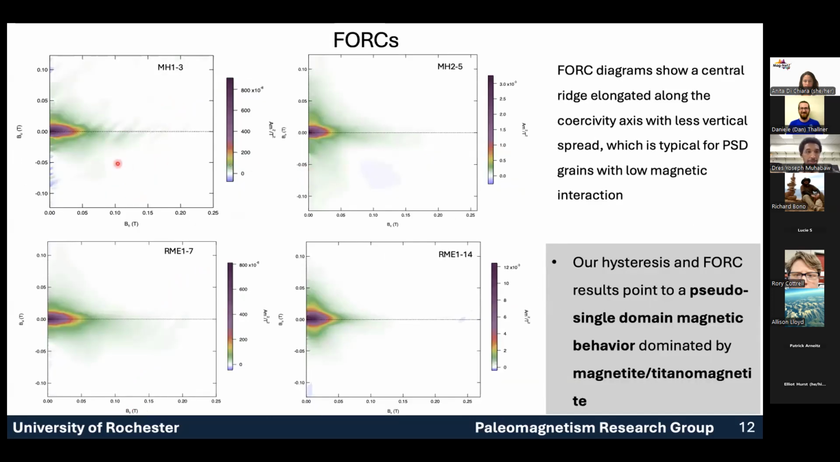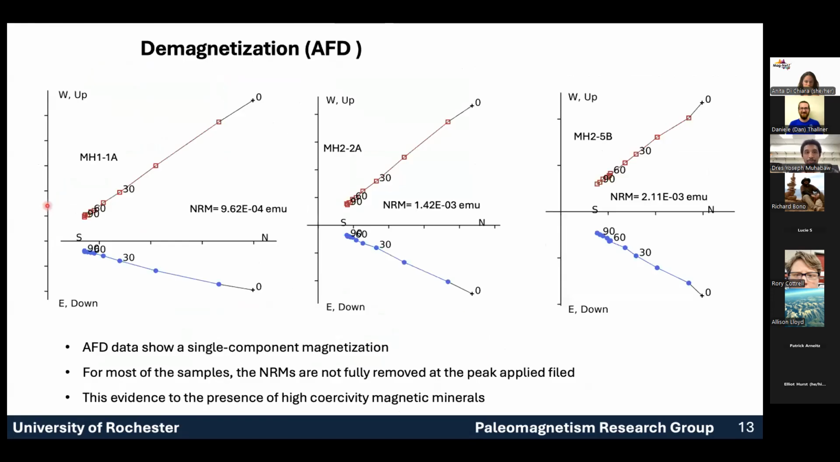To have more detailed information, we conducted a series of FORC analyses. The vertical axis shows the magnetic interaction, whereas the horizontal axis shows the coercivity of these samples. As you can see in these FORC diagrams, most of the FORCs show pseudo-single-domain behaviors, and magnetite and titanomagnetite are the dominant magnetic minerals in our samples.